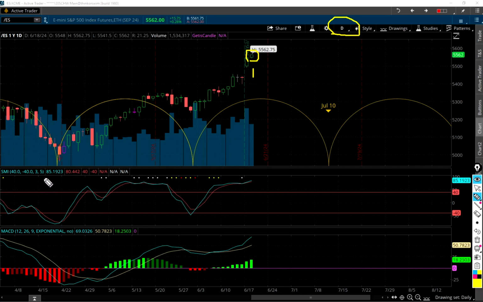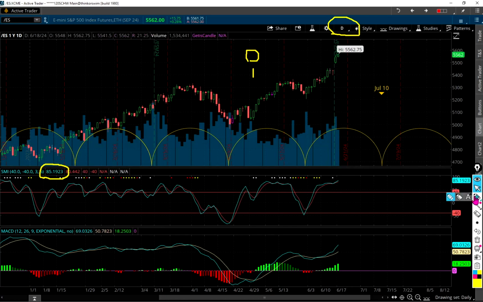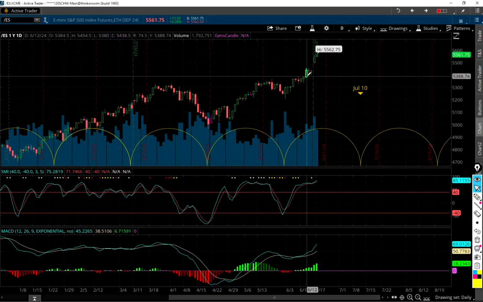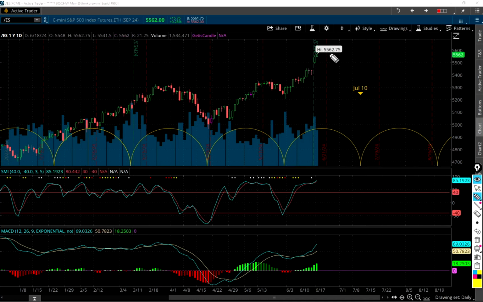Now, the SMI is really up here. It's at 85. This is super high right now. Okay, and the MACD isn't particularly high. It really could go higher. Right now it's at 69, so there's room to go. This could get all the way up into the 80s. So my best guess here on the S&P 500 is that we're going to see another 3 or 4 or 5 days of this kind of gone-to-the-moon move, and then maybe it's up above 5,600 and starts to do a little rollover. We'll see.